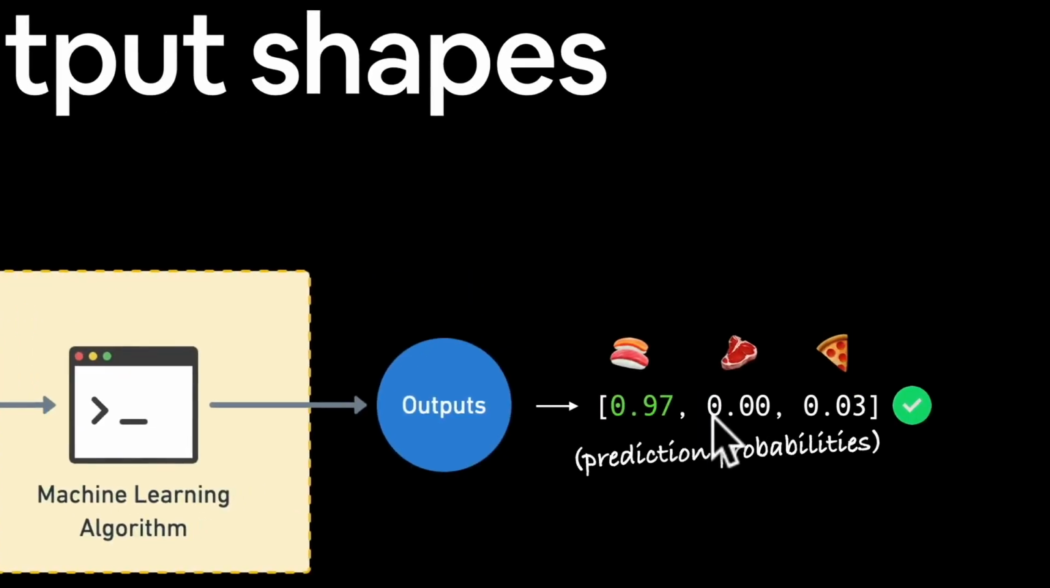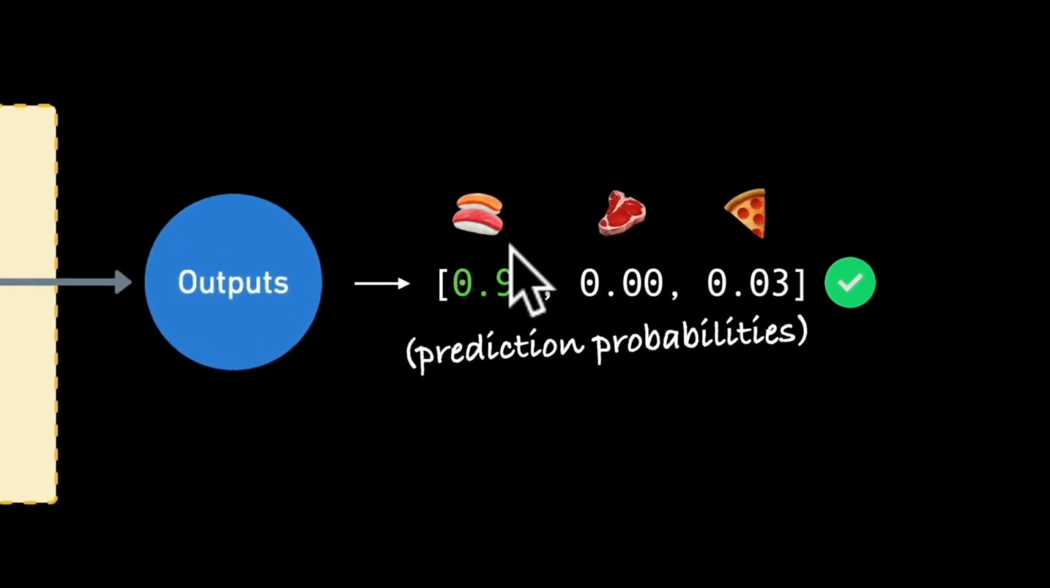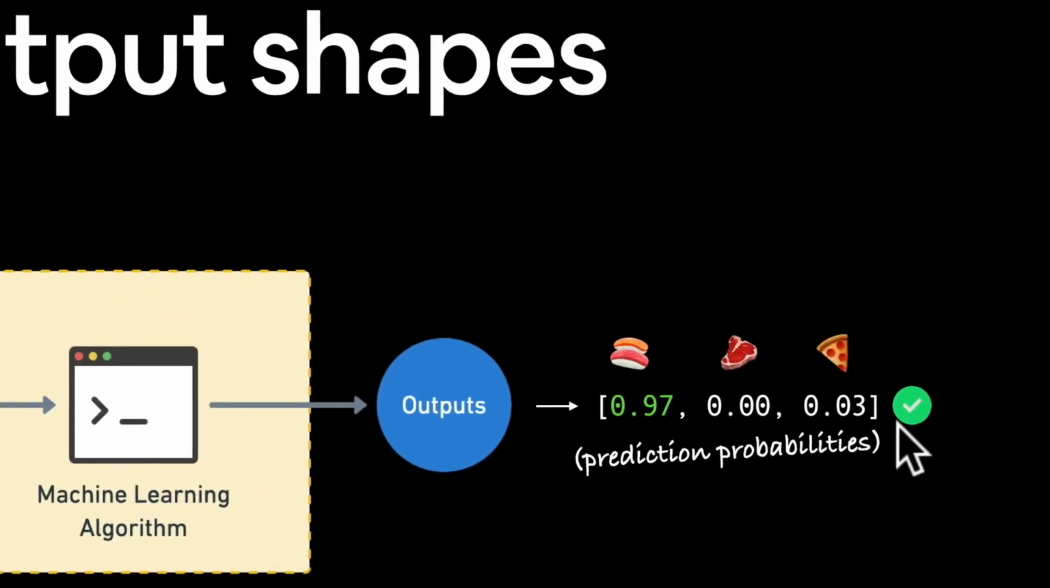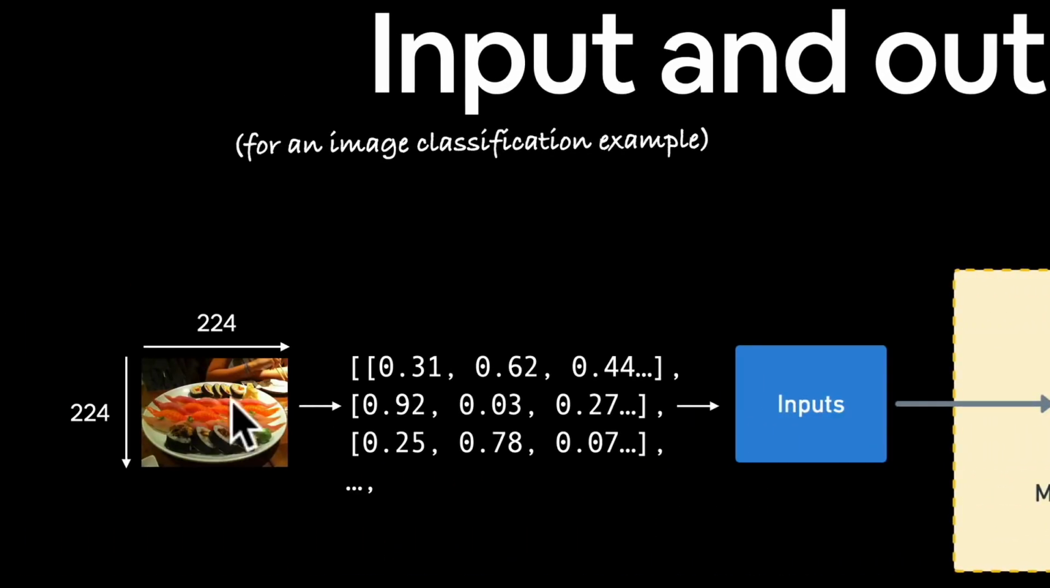Now, the reason why there are 3 options here is because we are building a multi-class classification image classifier, where the output could be sushi, steak, or pizza. And in this case, our machine learning algorithm has got this one correct because the highest value is for sushi. And that's what the input image is.